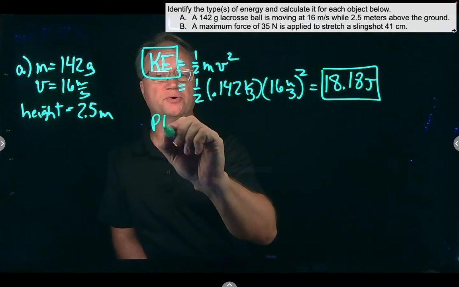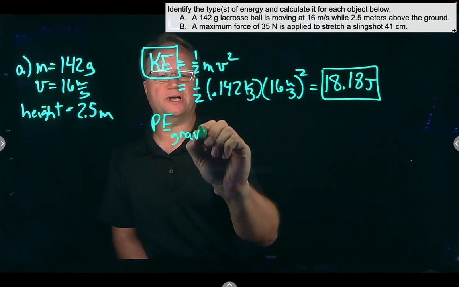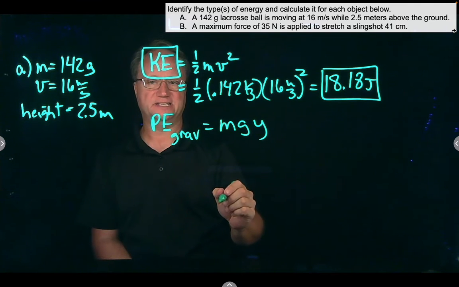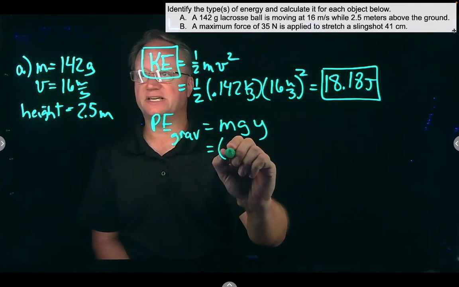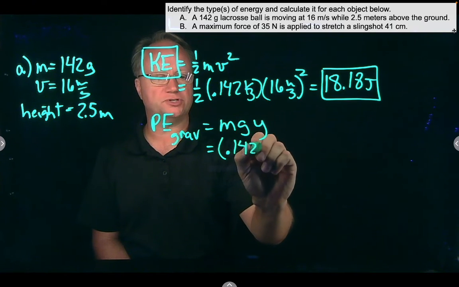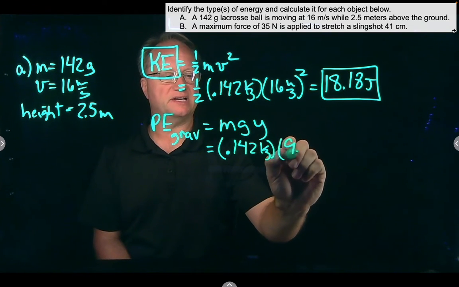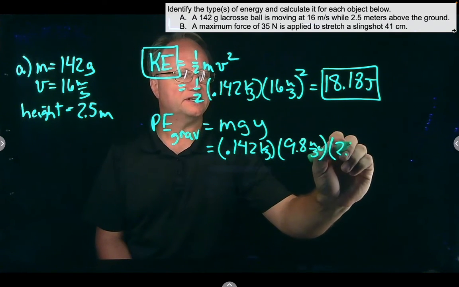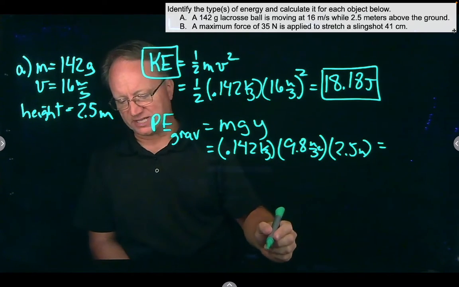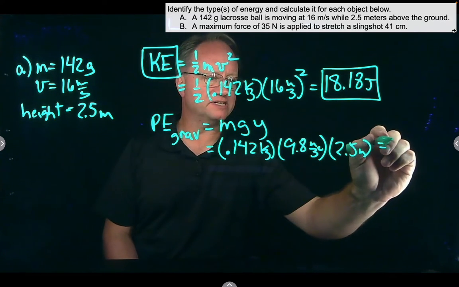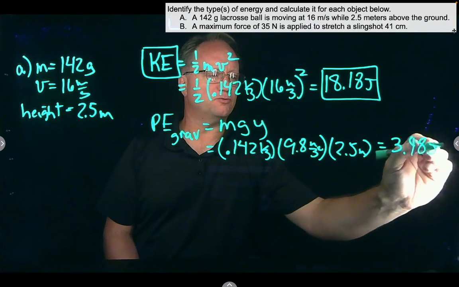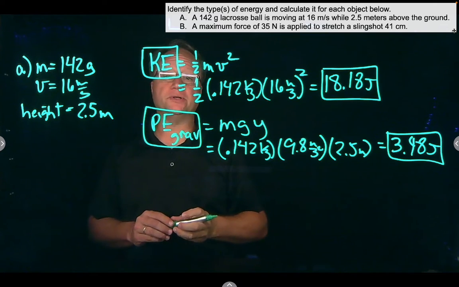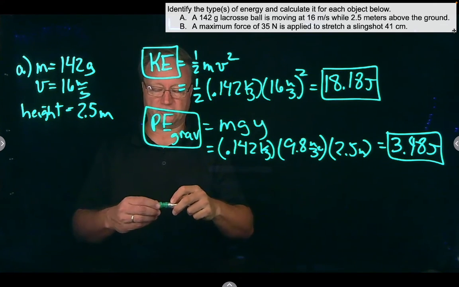And again, that is kinetic energy. The lacrosse ball also has a gravitational potential energy, and our equation for that is mgy, where y is that height. So this is going to be the mass of the object in kilograms, 0.142 kilograms, multiplied by gravity, 9.8 meters per second squared, and then by the height of 2.5 meters. So that's going to give us a gravitational potential energy of 3.48 joules. Those are the only energies that we have associated with the lacrosse ball.